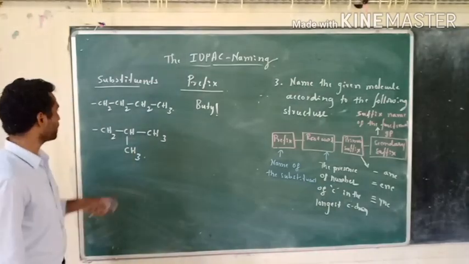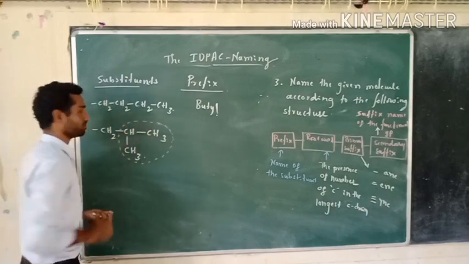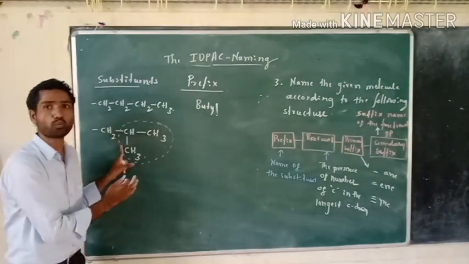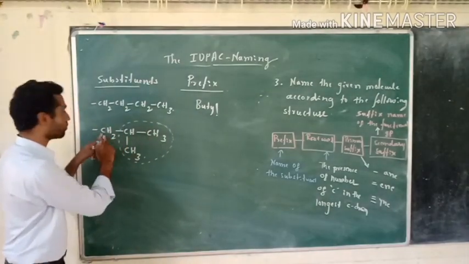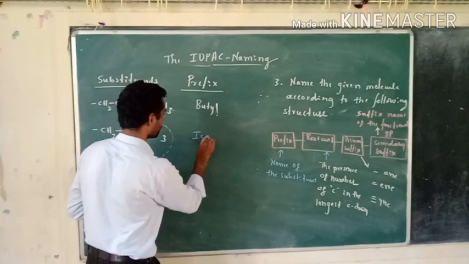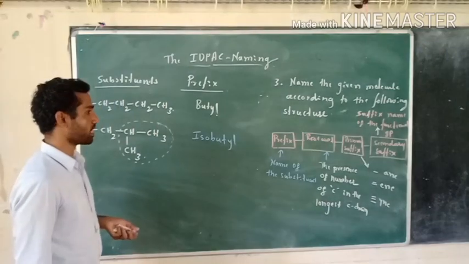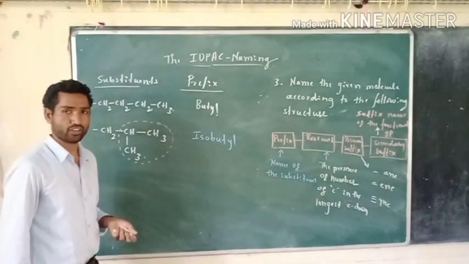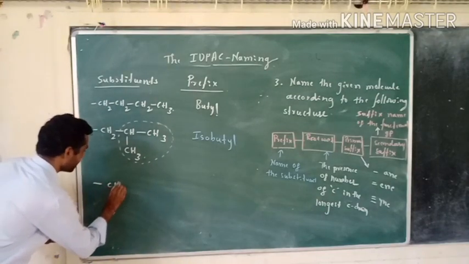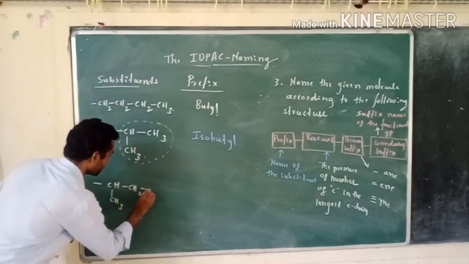Just observe this one. So this group, we already discussed, this group is nothing but iso group. Right. So it is isopropyl. Only this group is there, then we have to use isopropyl. But this is present in the butyl. Therefore I have to use isobutyl. Then what I have to do? I have to use isobutyl as a substituent. So I can write this molecule again: CH3, CH2, CH3.